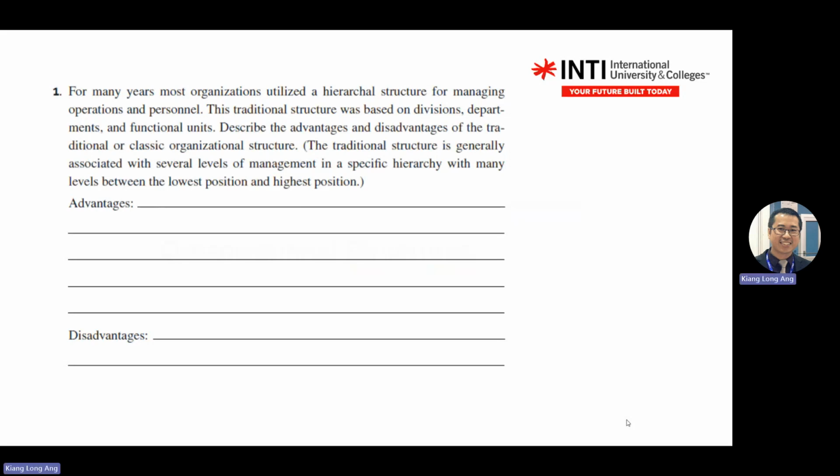What is the traditional organization chart? It will look something like this. This is classic or traditional. There is one matrix. Matrix, you will see something like this.